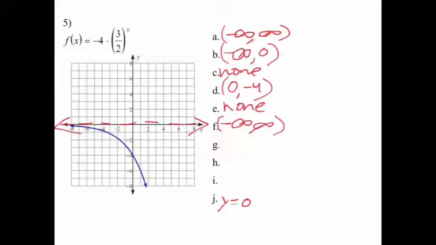G is the interval where it's increasing. So go from left to right. Is it ever going up? The answer is no. And so there is no interval where it's increasing. But if you travel from left to right, my function is always going down, down and down and down. And so from negative infinity to infinity, my function is decreasing.